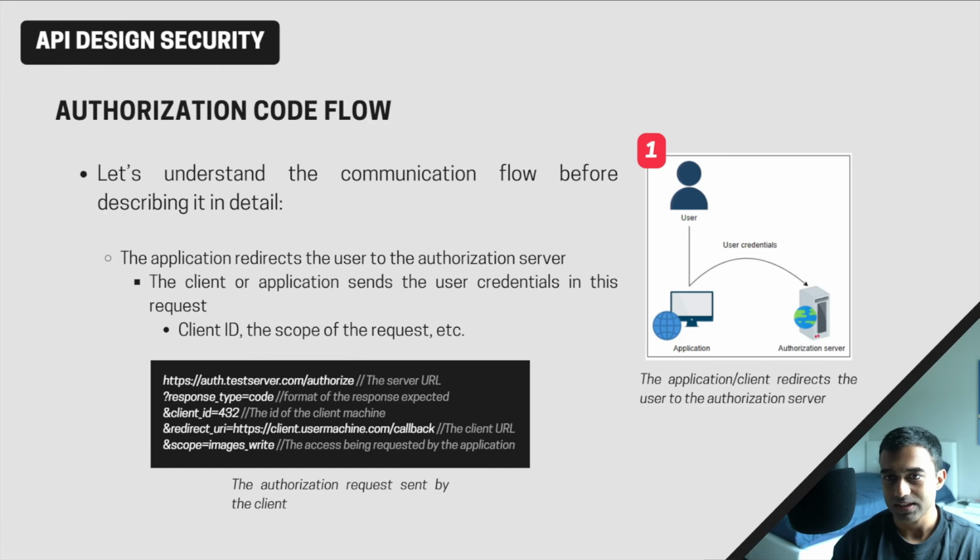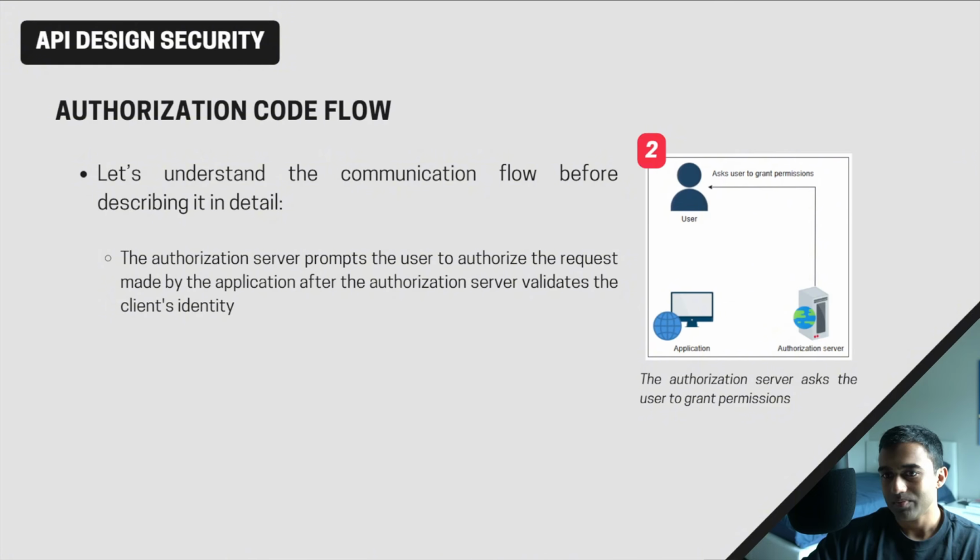So firstly, the application redirects the user to the authorization server. The client or application sends the user credentials in this request. So it sends the client ID, the scope of the request, etc. And so basically you can see in this picture the request sent by the client, and we have the server URL, the format of the response we expect, the ID of the client machine, the client URL, and the access being requested by the application.